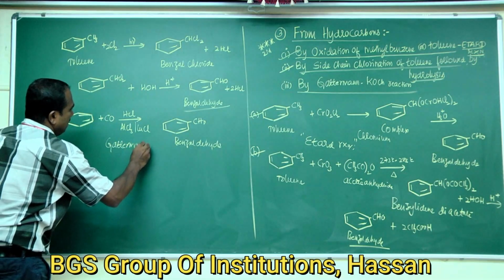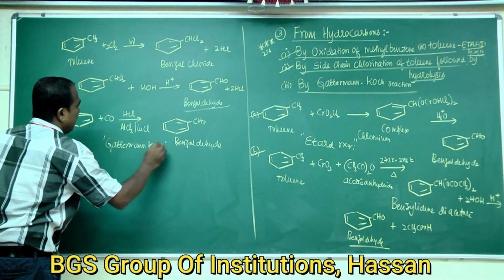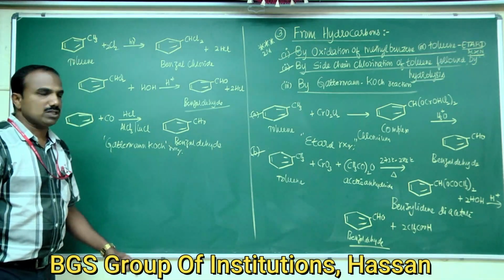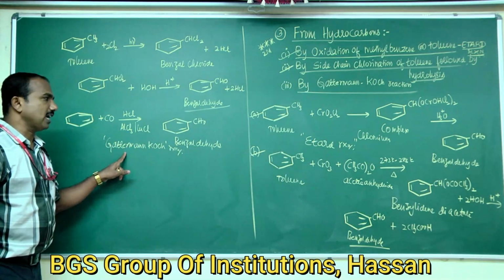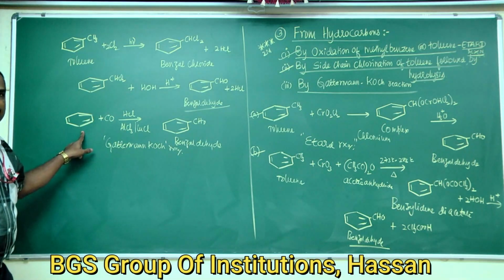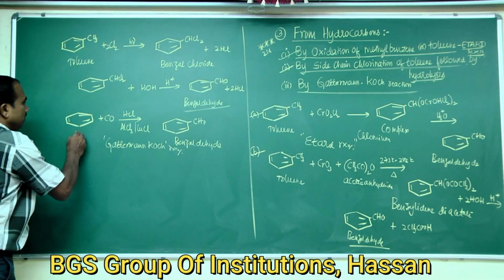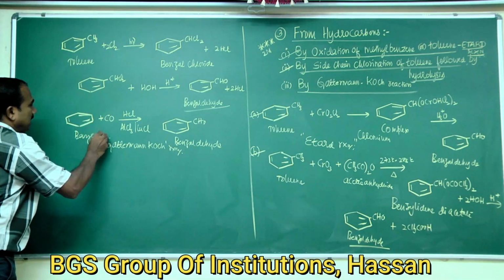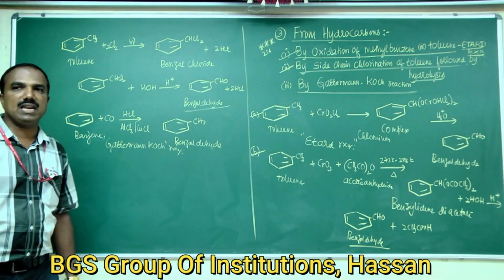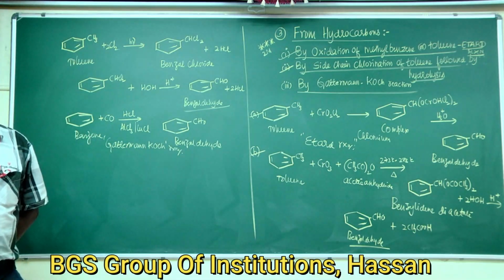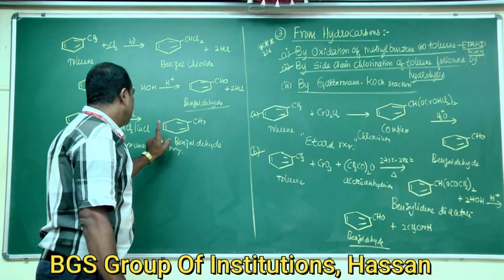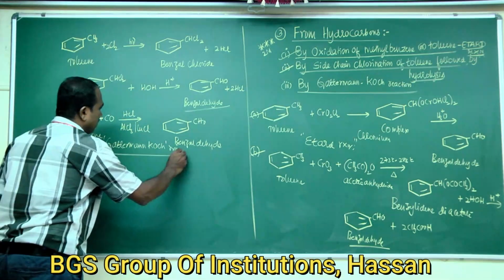This reaction is called the Gattermann-Koch reaction. In the annual examination, they have asked the question: explain the Gattermann-Koch reaction for preparation of benzaldehyde. You should write this equation with a few sentences. When benzene is passed through carbon monoxide in the presence of dilute HCl and anhydrous aluminum chloride or cuprous chloride catalyst, we get benzaldehyde. This reaction is known as the Gattermann-Koch reaction.